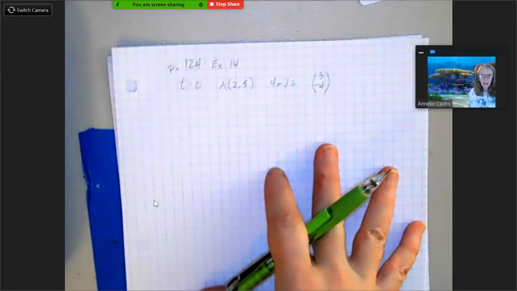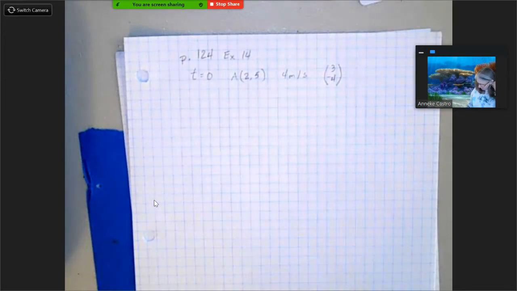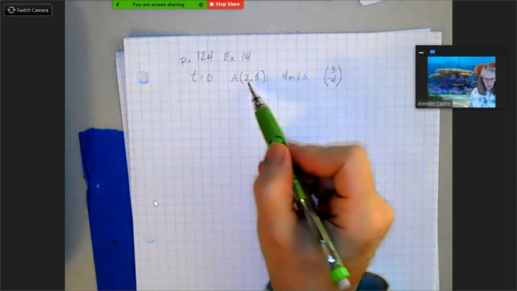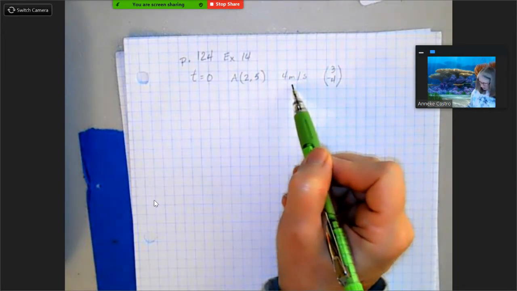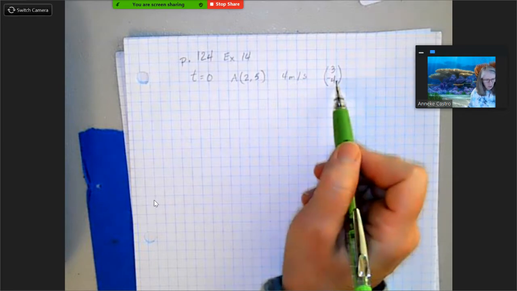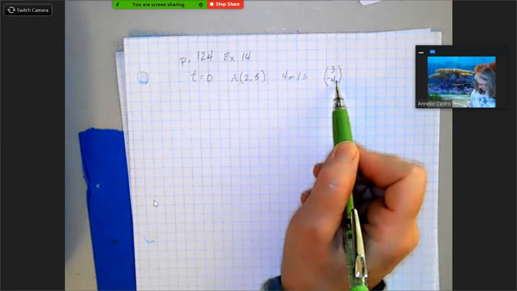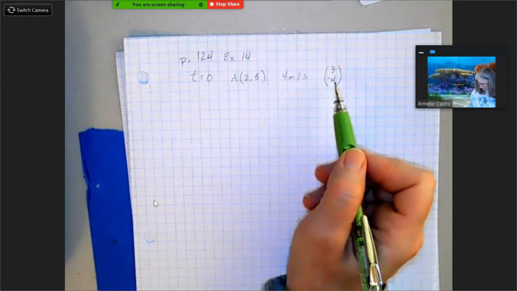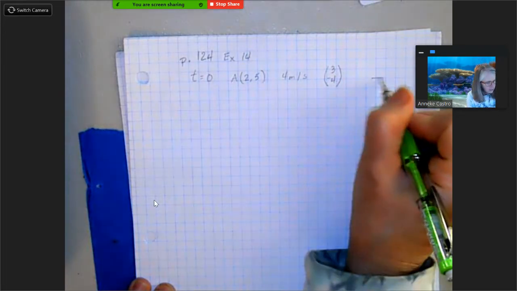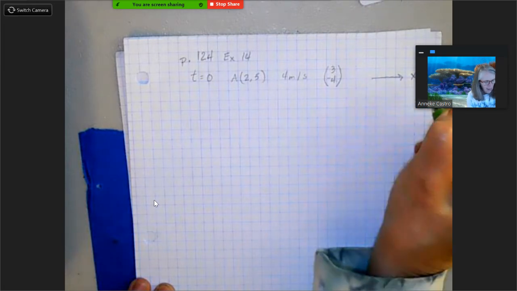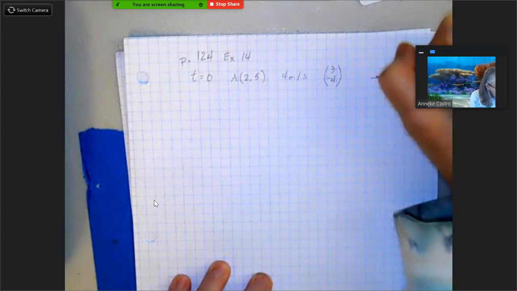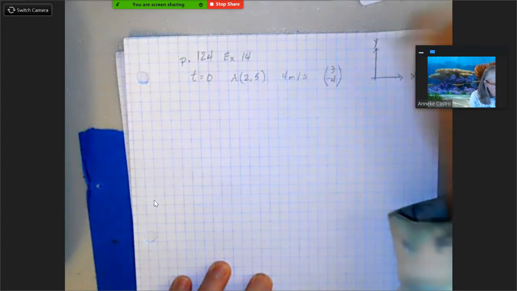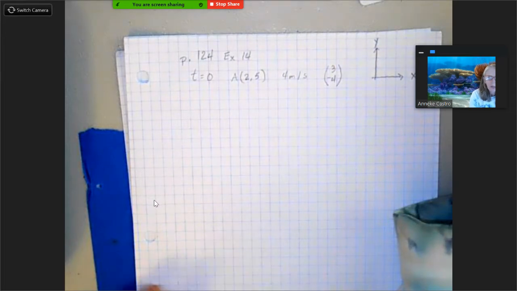Okay, so here's the information they give us. We have a model boat that is called A, and it's starting at (2, 5) at time 0, and it's traveling at a speed of 4 meters per second in the direction of the vector (3, -4). And then it says the x component is east. So east is that way. That's our x direction. And the north component, the y component, is north. This would be north. All right, so that looks pretty traditional. So it's set up in a normal coordinate grid.